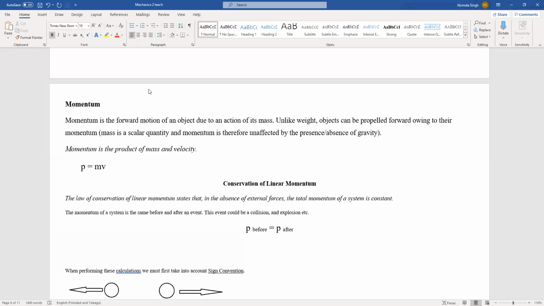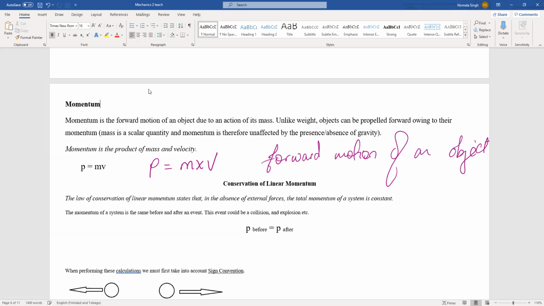Momentum, if you want it in plain, simple English, is the forward motion of an object. Simply, that's what momentum is. It's what carries an object forward. And how do we work out momentum? Momentum is a product of mass and velocity. The symbol for momentum is P. So P is equal to mass times velocity, whatever the mass of the object is times its velocity. We're not looking at acceleration as yet.